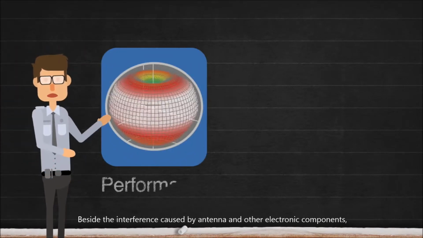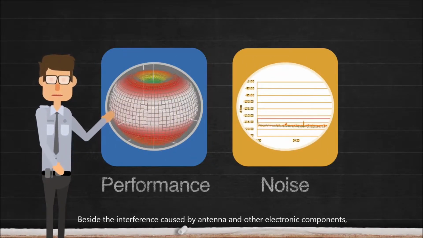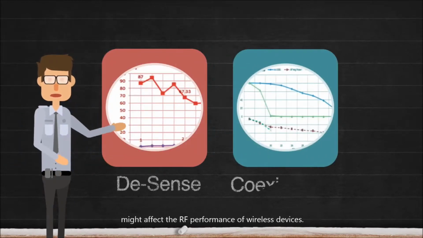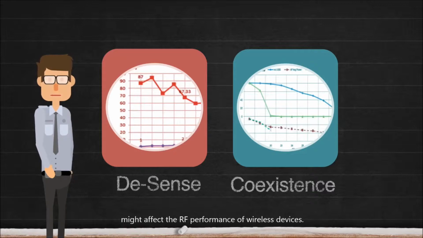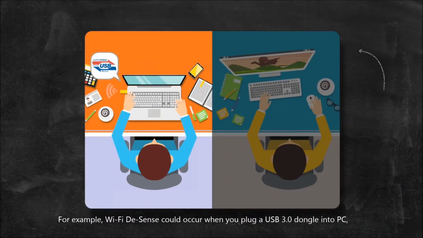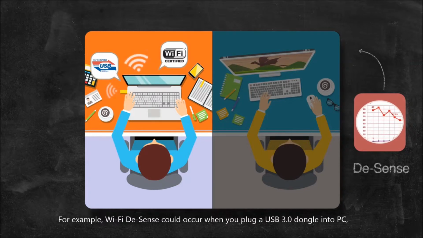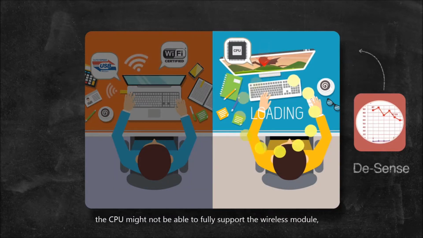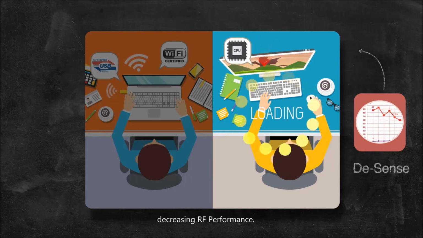Besides the interference caused by the antenna and other electronic components, the diverse user behaviors and environments might affect the RF performance of wireless devices. For example, Wi-Fi desense could occur when you plug a USB 3.0 dongle into a PC, or if you are charging your notebook while playing online games, the CPU might not be able to fully support the wireless module, decreasing RF performance.